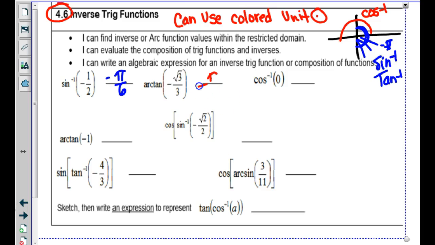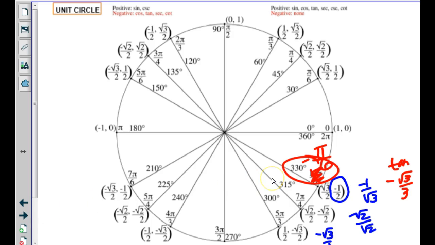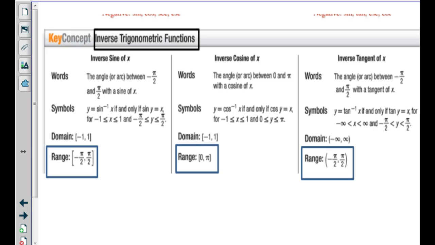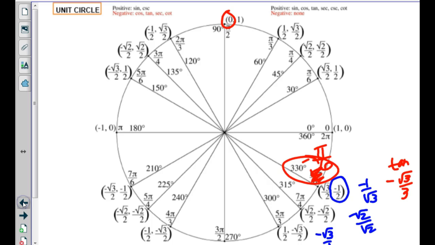Okay. Where's the cosine 0? So cosine is x, and it is 0 up here at pi over 2. Oh, good grief, how far if you'd go the right way.